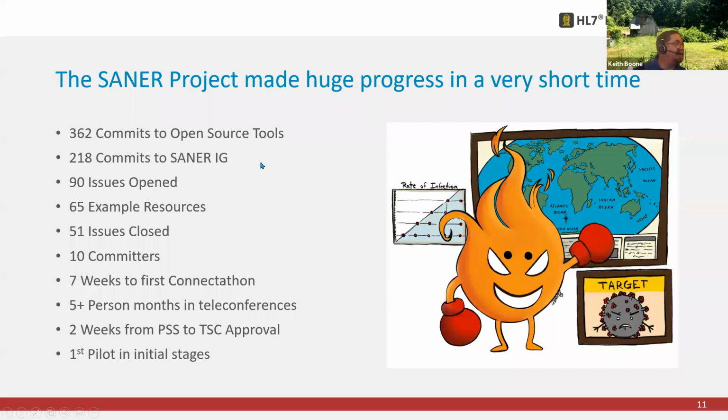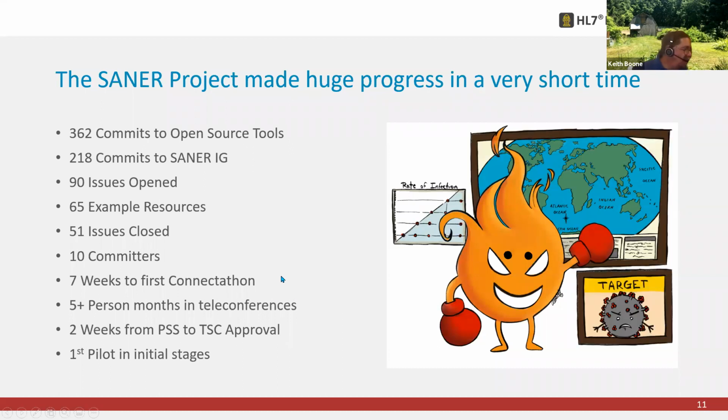There are over 200 commits to the SANER IG itself. We've had 90 issues open. We built 65 example resources to support testing. We've closed more than half of the issues. We've had 10 different people involved as committers to the project. Can you imagine going from having nothing to going to your first Connectathon and accomplishing all of that in 7 weeks?